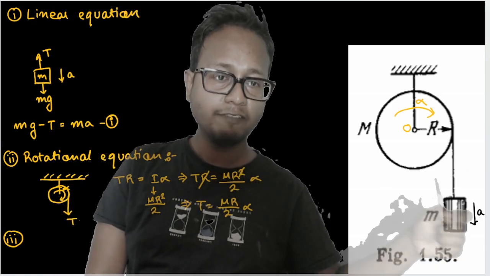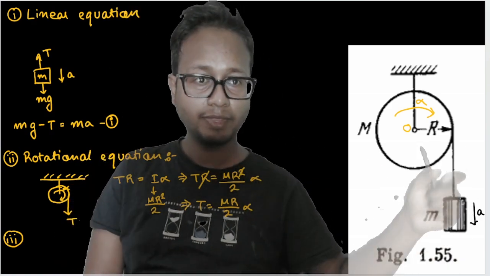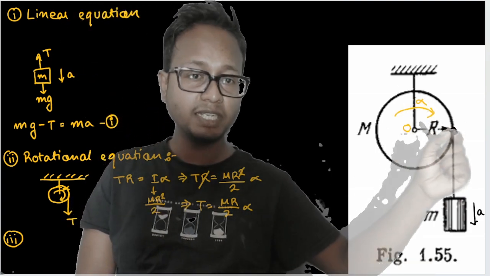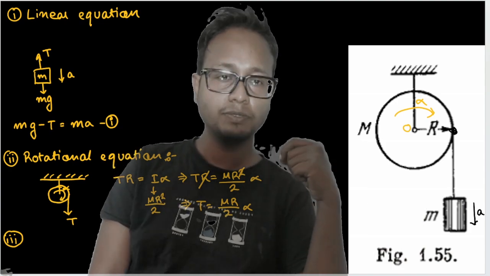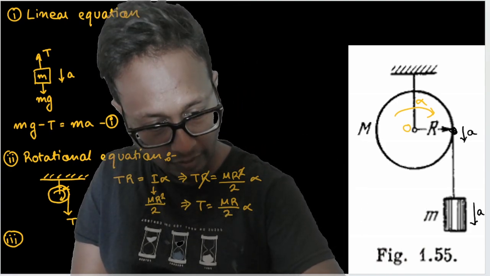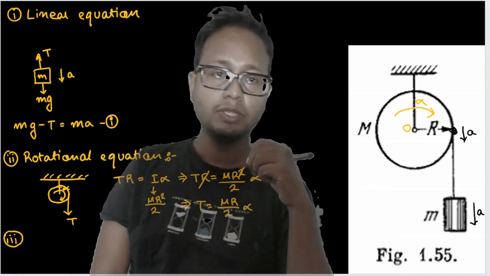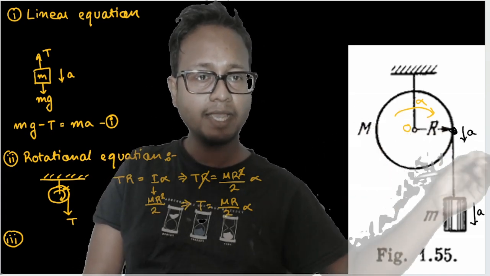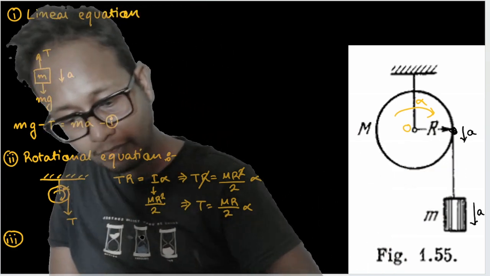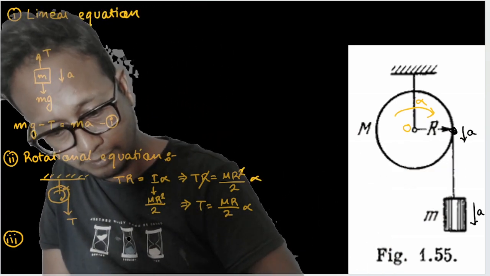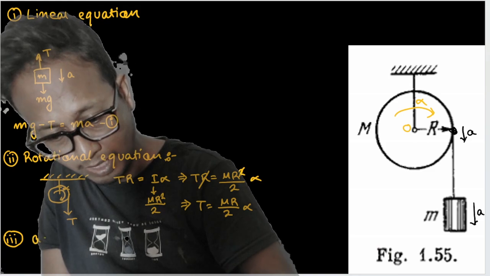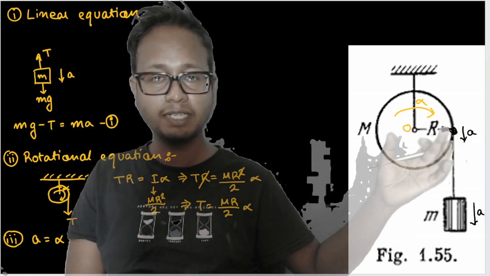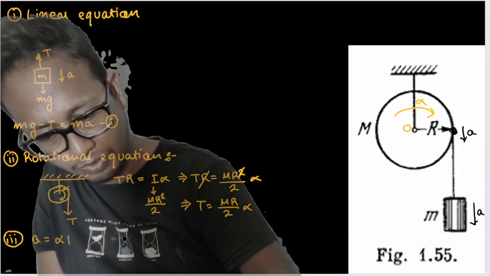See, if this body is moving down with linear acceleration a, that means look at this point, the instantaneous acceleration of this point is also a in the downward direction. So can I find the relation between angular acceleration alpha and linear acceleration a? Of course I can. A is equal to alpha cross r, isn't it? The angle between alpha and r is 90 degrees, so sine 90 is 1. So A is equal to alpha r.